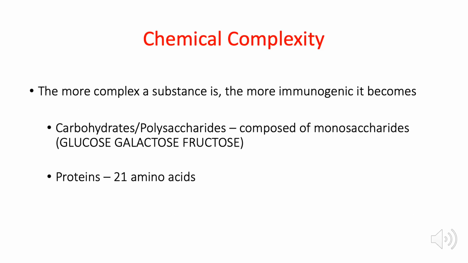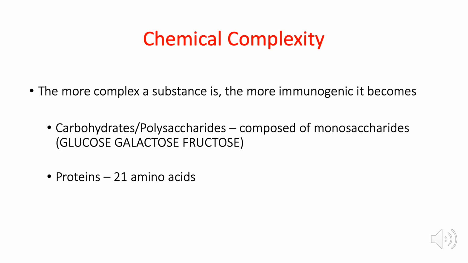The last but not the least is that the substance must have chemical complexity. What do we mean by chemical complexity? For you to understand what chemical complexity is, I want you to compare polysaccharides and proteins, both of which are immunogenic because they have huge sizes. But why are proteins more immunogenic than polysaccharides?